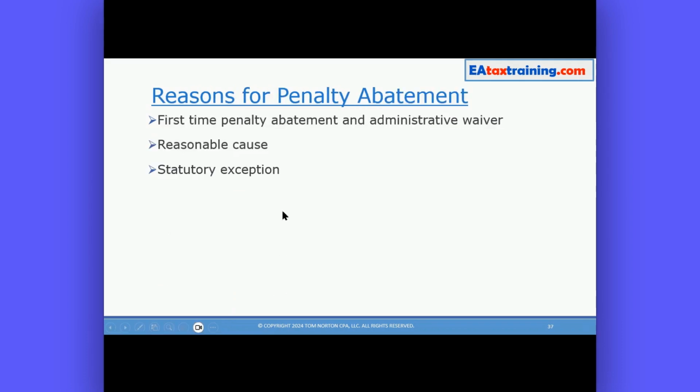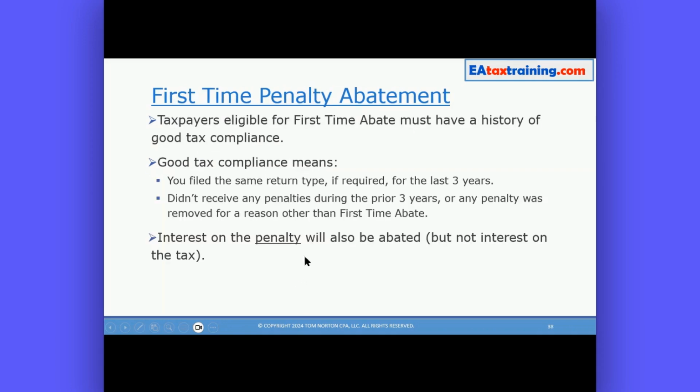So there are 3 different reasons that you may be able to get a penalty abatement. You've got something called the first time penalty abatement and administrative waiver, reasonable cause, or a statutory exception. So the first time penalty abatement. This is for taxpayers who have a history of good tax compliance. So they're filing their returns, they're paying their amounts due, but now something happened. Whoops, we didn't pay, for instance, and now we've got a penalty.